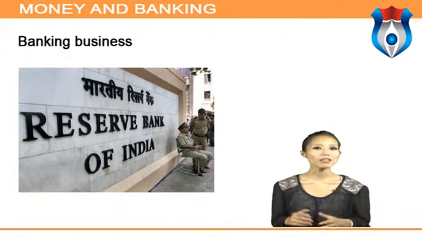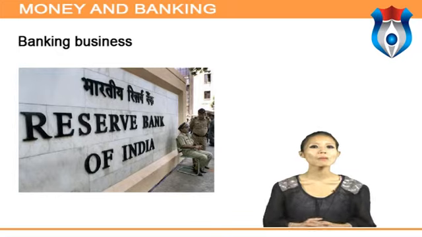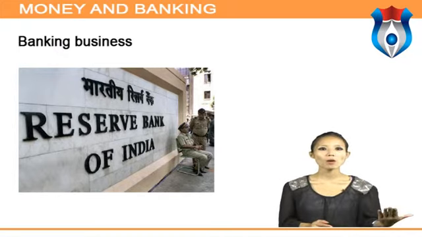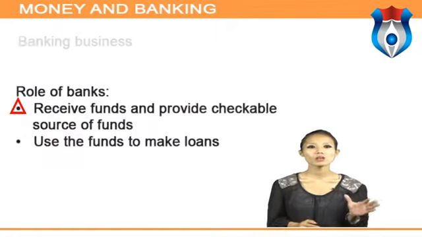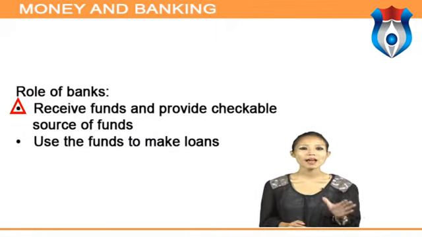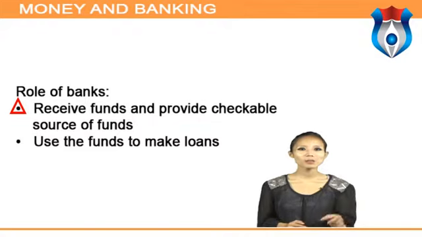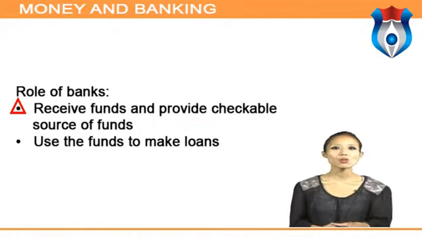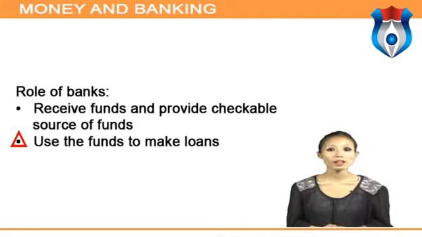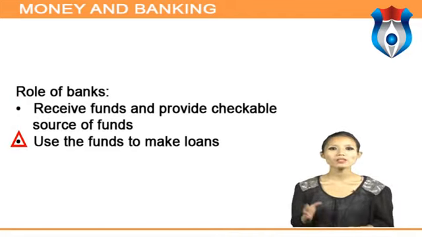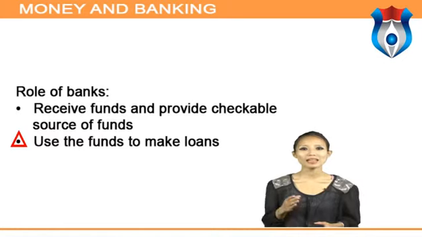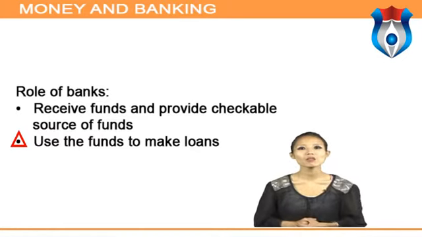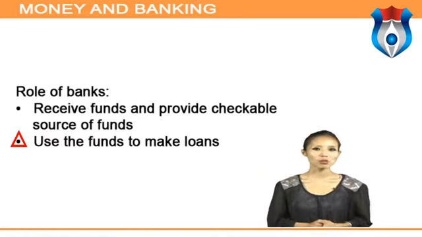In order to understand the factors that determine the supply of money, one must first understand the role of the banking sector in the money creation process. Banks perform two crucial functions. First, they receive funds from depositors and in return provide these depositors with a checkable source of funds or with interest payments. Second, they use the funds that they receive from depositors to make loans to borrowers, that is, they serve as intermediaries in the borrowing and lending process.